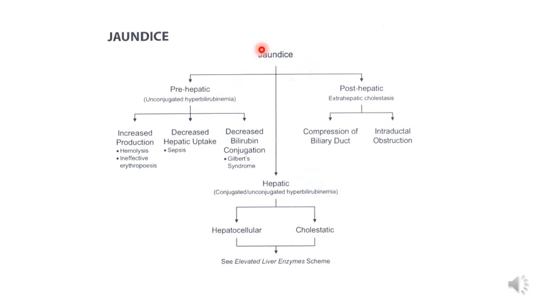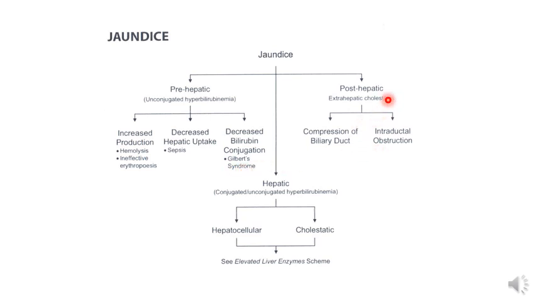Now we come to the cases of jaundice and altered liver function tests. You may have jaundice here. Jaundice may be a prehepatic, hepatic, or post-hepatic problem, causing yellowish discoloration of the skin and sclera. In case of a prehepatic cause, there is unconjugated hyperbilirubinemia, because bilirubin does not reach the liver. So there is increased production like hemolysis and ineffective erythropoiesis, decreased hepatic uptake in cases of sepsis, and decreased bilirubin conjugation in cases of Gilbert and Crigler-Najjar syndrome.